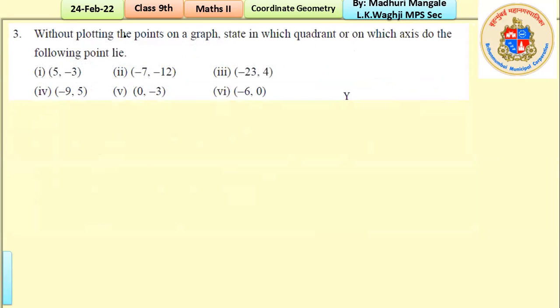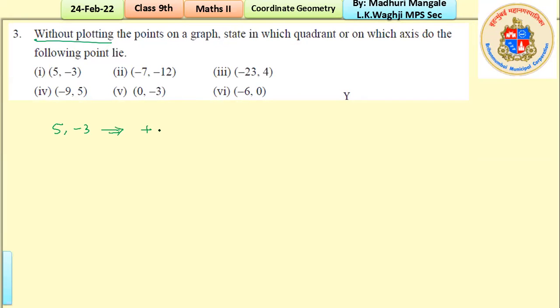Okay, now this question, without plotting the points on a graph, state in which quadrant or on which axis the following points lie. Again, this is a very nice question, and most of the time students end up graphing out the points, but it's clearly stated that without plotting you have to identify the quadrant. Okay, so just by looking at the signs, the first one is 5, -3.